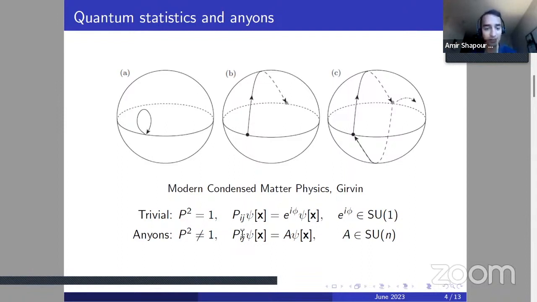So when you get a phase, it's called an abelian anyon, and non-abelian is when you get a unitary. It's called that because non-abelian just means they don't commute. Unitaries in general do not commute, but phases do commute, so they're called abelian.